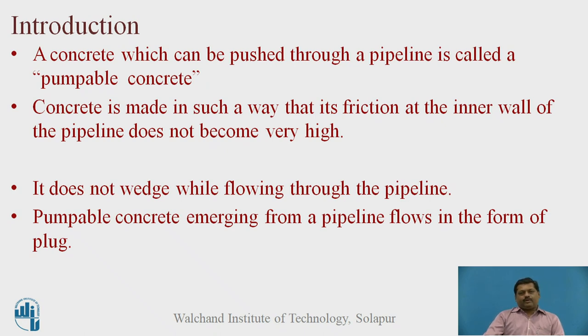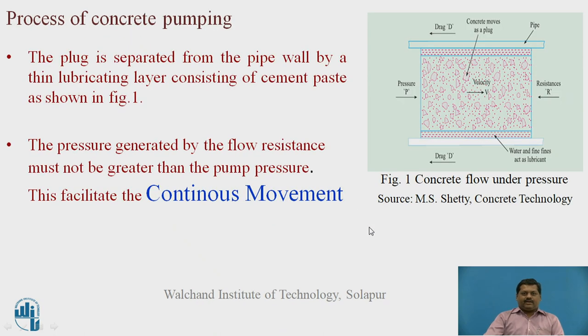Pumping means the concrete must act as a fluid, or must pass as a fluid through the pipeline. So, concrete is made in such a way that its friction at the inner wall of the pipeline doesn't become very high, so that it can move smoothly. It doesn't wedge while flowing through the pipeline. And pumpable concrete emerging from a pipeline flows in the form of a plug. So, let us see the process of concrete pumping.